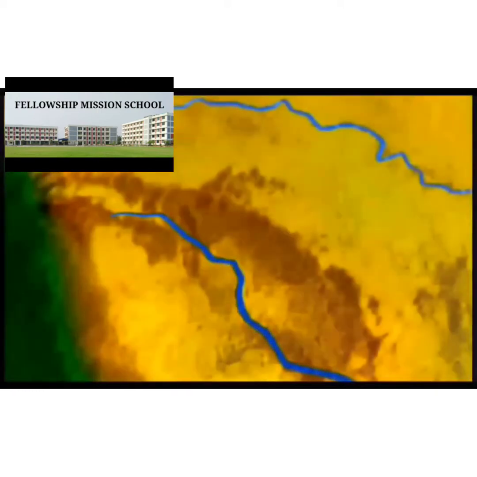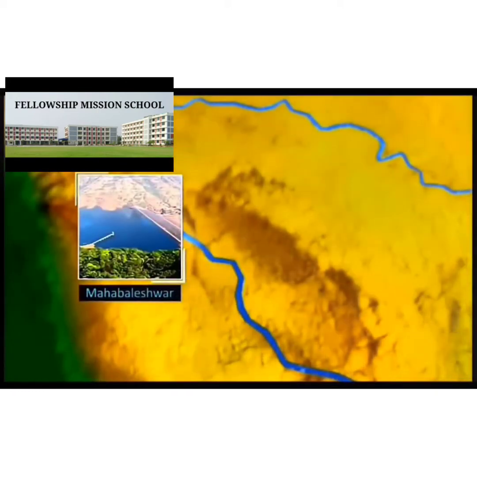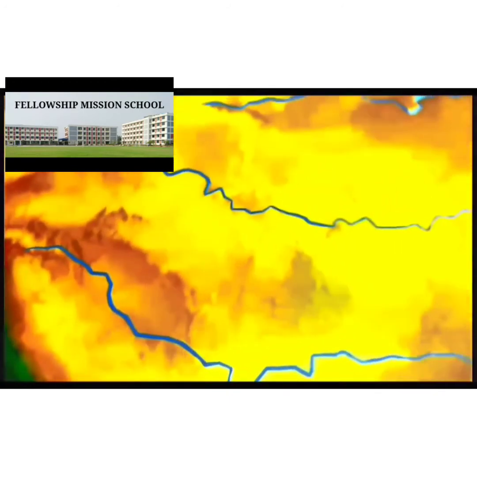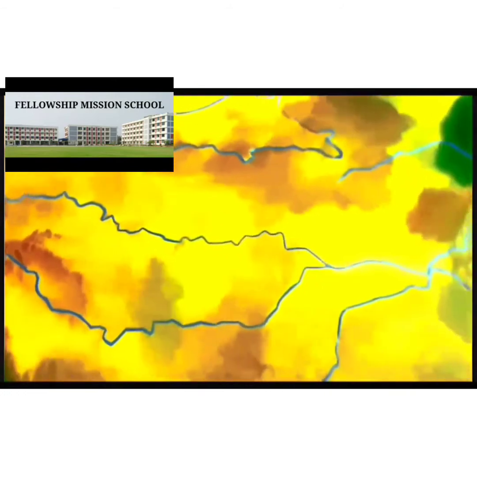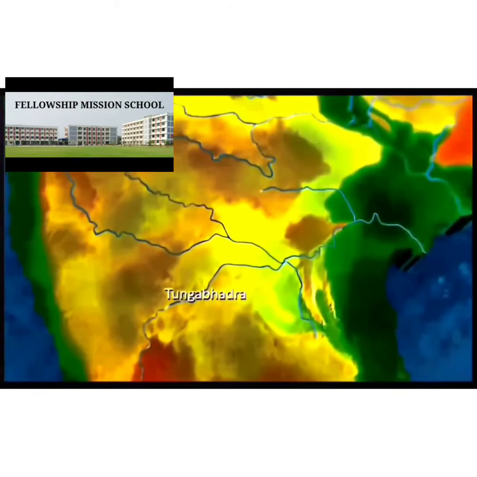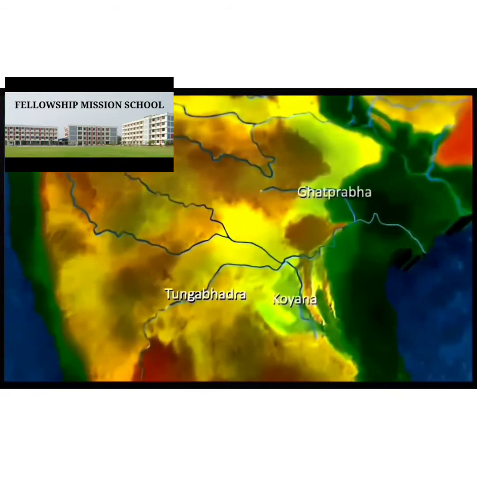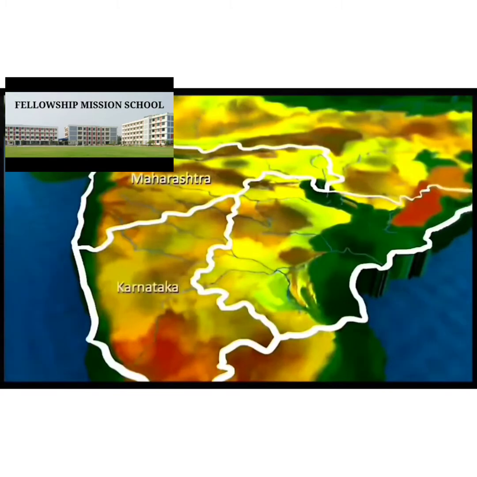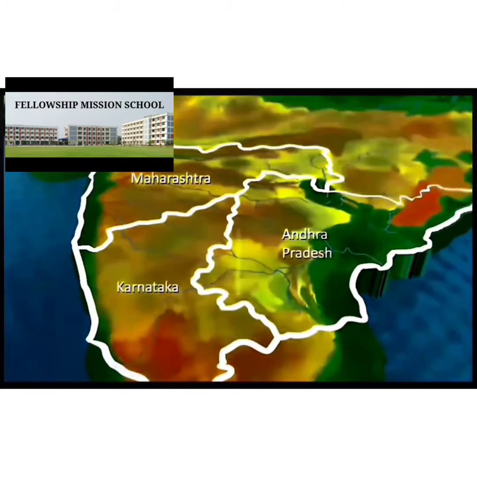The Krishna River System. The Krishna River rises from Mahabaleshwar, Maharashtra. Its length is about 1,400 kilometers and it reaches the Bay of Bengal. It is joined by the Tungabhadra, the Koyna, the Ghataprabha and the Bhima. The Krishna basin covers parts of Maharashtra, Karnataka and Andhra Pradesh.